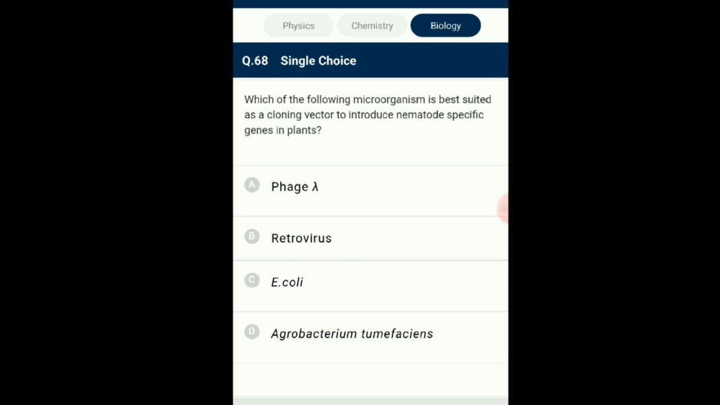which is incorporated at a semi-random location into the plant genome, which causes the plant cells to become cancer cells and produce specific compounds called opines, which the bacterium utilizes as the carbon source. The plasmid tDNA that is transferred to the plant is an ideal vehicle for genetic engineering. This is done by cloning the desired gene sequence into the tDNA that will be inserted into the host DNA. The answer is option D, Agrobacterium tumefaciens. It is a microorganism suited as a cloning vector to introduce nematode-specific genes in plants.